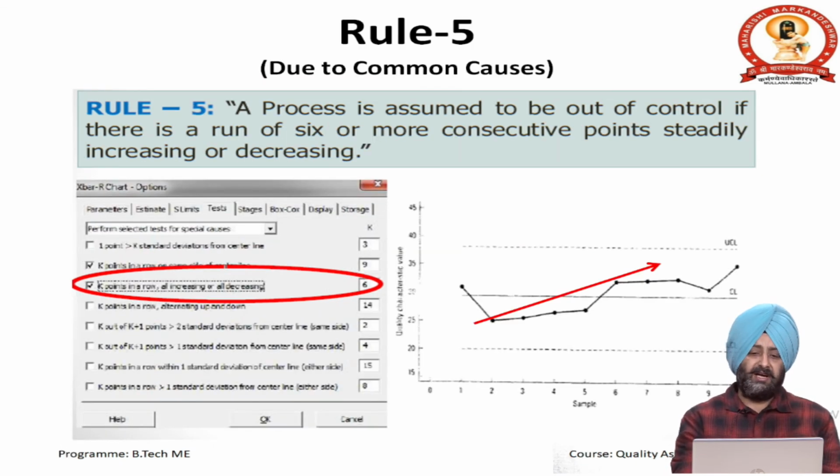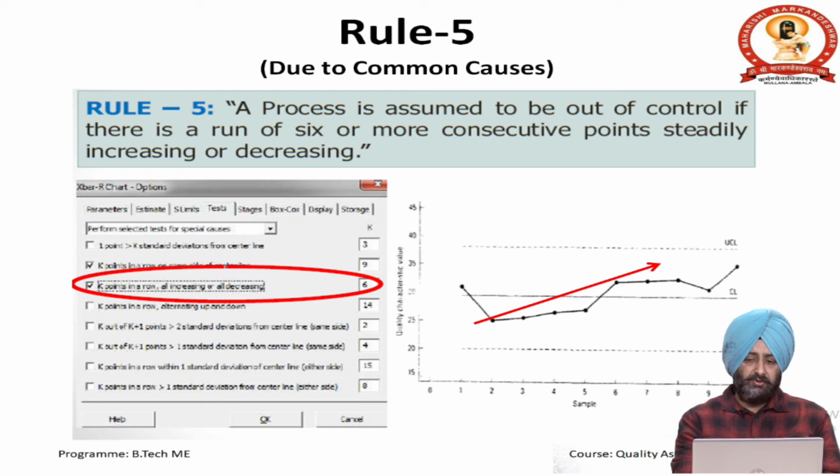Similarly, we have rule 5: a process is assumed to be out of control if there is a run of 6 or more consecutive points steadily increasing or decreasing. Now you can see here 1, 2, 3, 4, 5, 6 points, they are consecutively increasing. They may be decreasing, but in this particular case the 6 points are moving on the upside. You just see the first point is below the center line and the 6th point is above the center line.